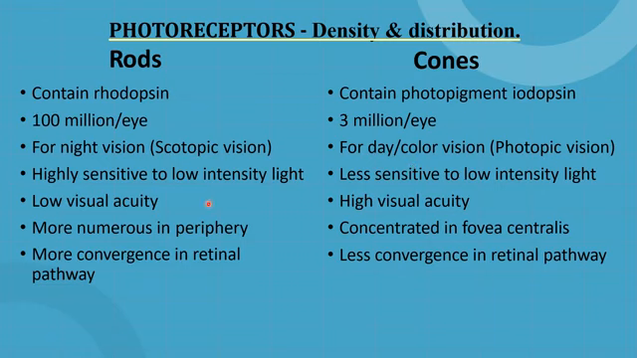And the rods are highly sensitive to low intensity light, and cones are less sensitive to low intensity light. Rods are having low visual acuity and cones are having high visual acuity. Rods are more numerous in the periphery, cones are concentrated in fovea centralis. And there is more convergence in the retinal pathway for rods, and there is less convergence in the retinal pathway for cones.